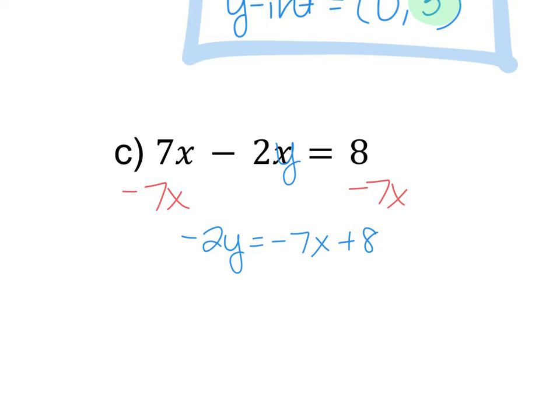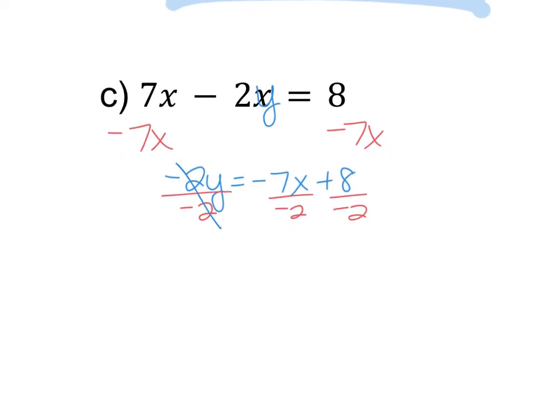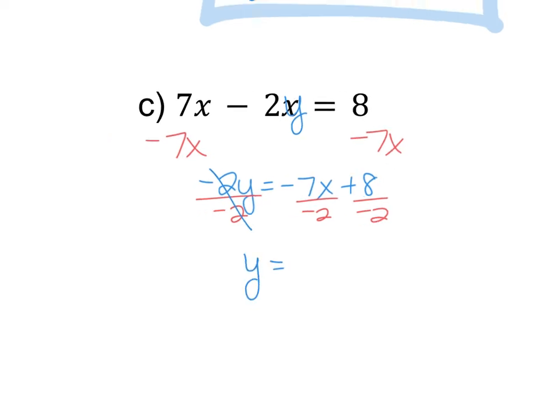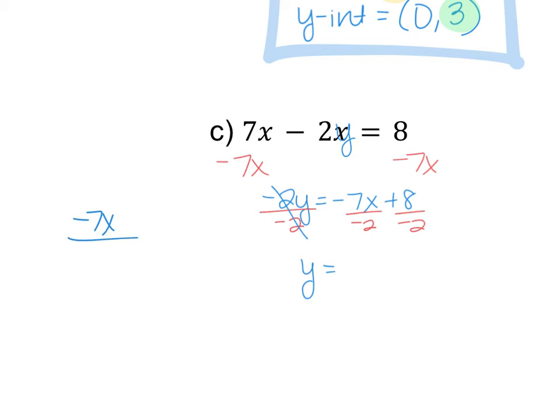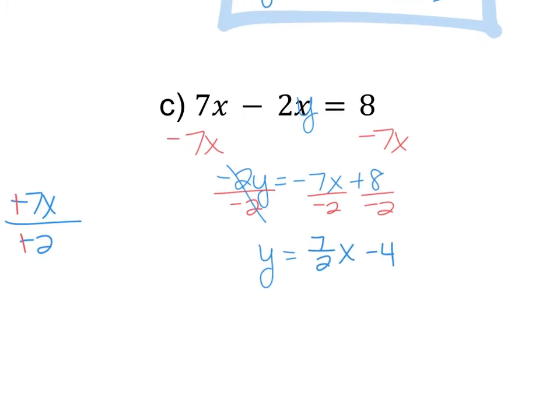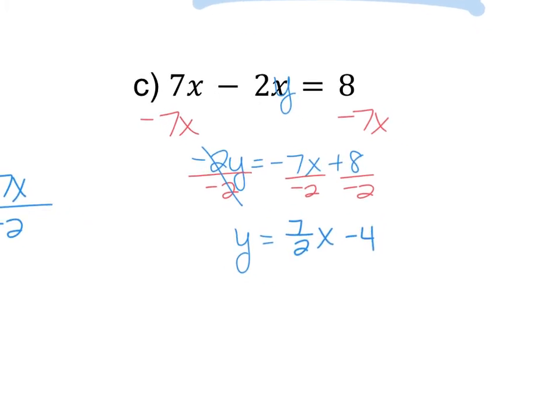Okay, got to get that y by itself, so we have to divide by negative 2. You're dividing everything by negative 2. Be careful, there's a lot of negatives. Those cancel, so we have y equals, what is negative 7x divided by negative 2? Well, negative divided by a negative becomes positive, right? And can you do anything with 7 over 2? The answer is no, so you leave it as 7 over 2, or 7 halves, x. And then the last part, positive 8 divided by negative 2 is negative 4. Okay, so that is your answer.